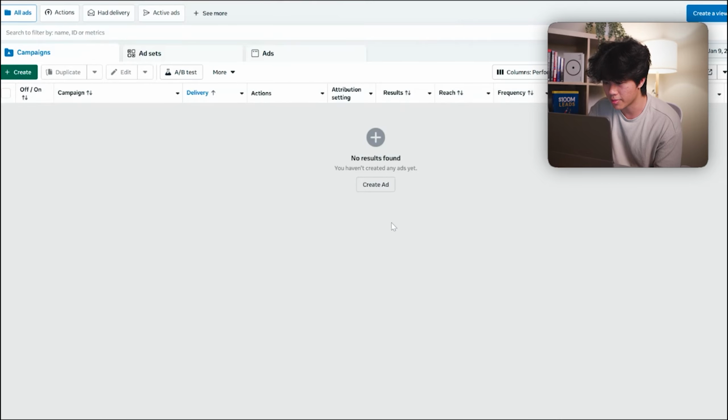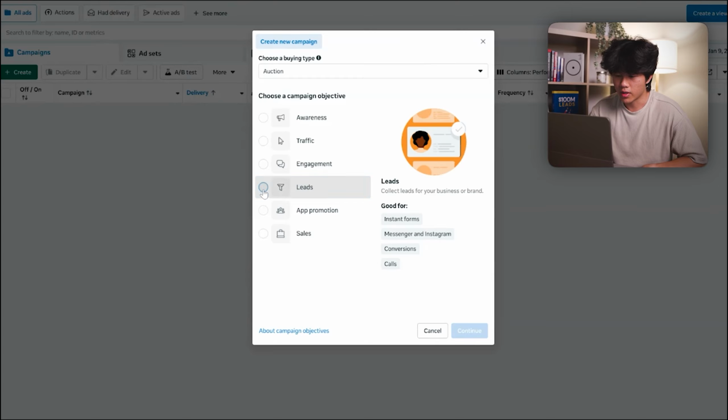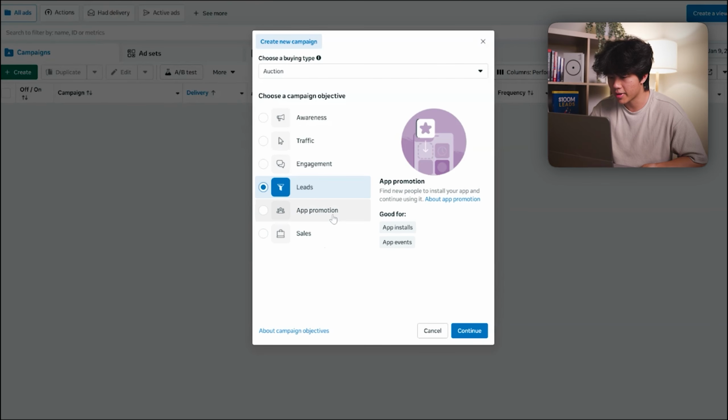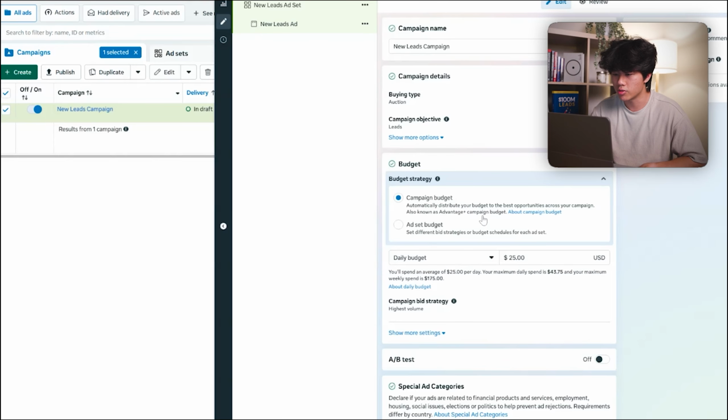So basically we're just going to come here and click create ad. Once you do that, you want to make sure that it is set as auction. You want to click the leads. It's going to be a lead campaign. You don't want to click any of the other campaigns because they're not relevant to you. Now press continue, and it's going to lead you to this page, right?